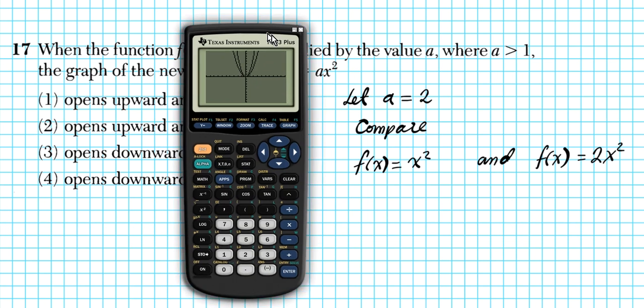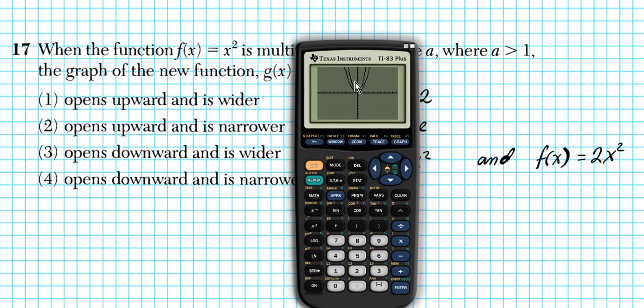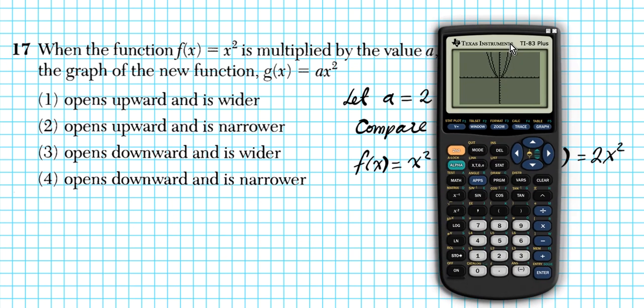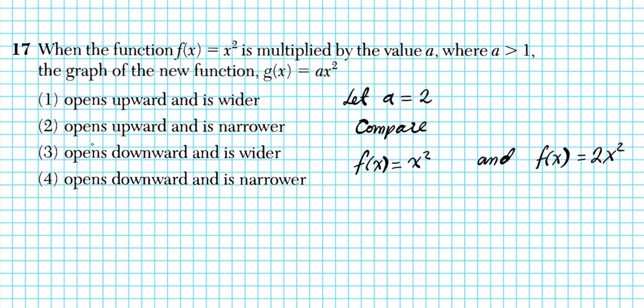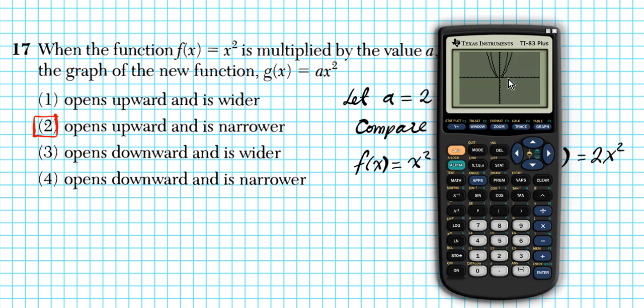What just happened? The one that we just graphed opens up. Is it wider or narrower? We can clearly see that it is narrower. So based on the results from the graph, it's easy to conclude that our answer is option number 2. What's happening is the narrowness of the transform compared to the original is a result of stretching the function vertically. That's why it looks narrower.